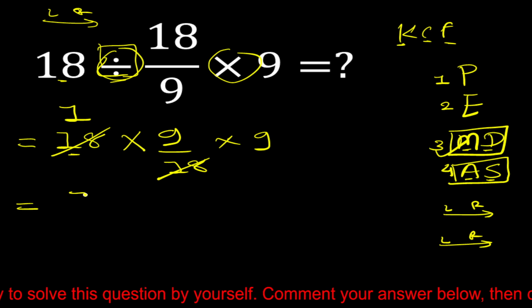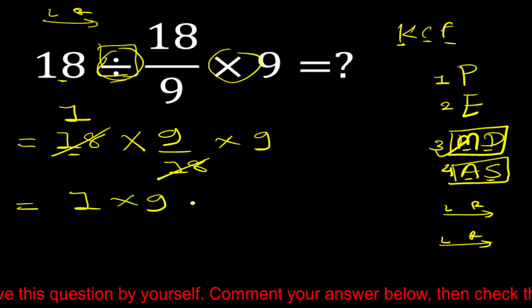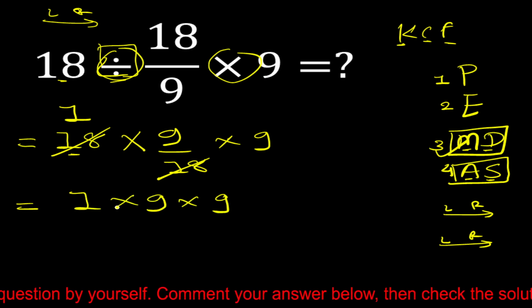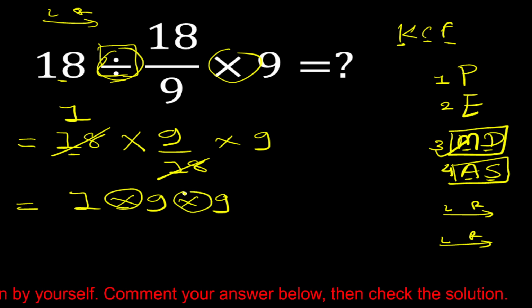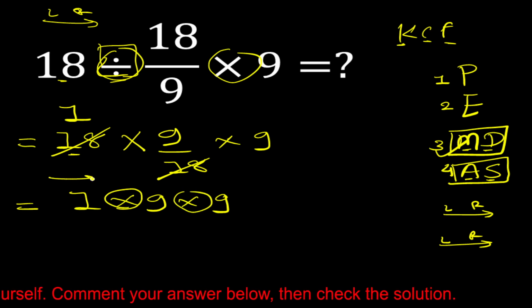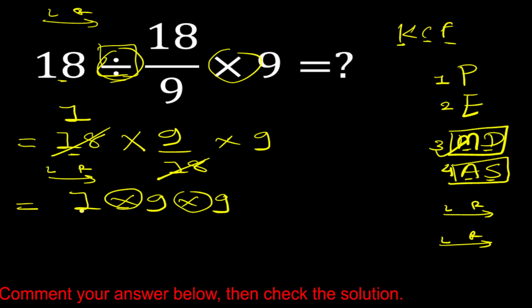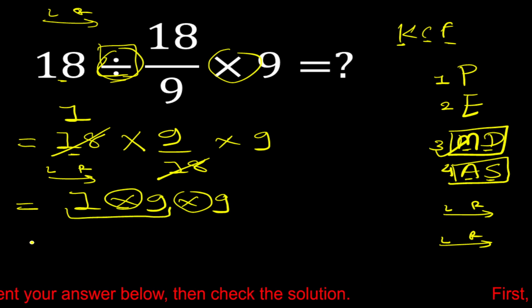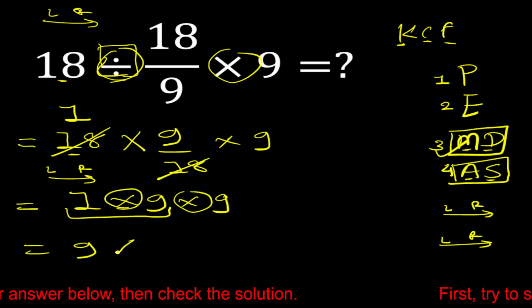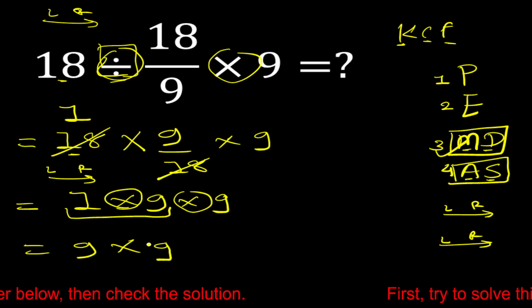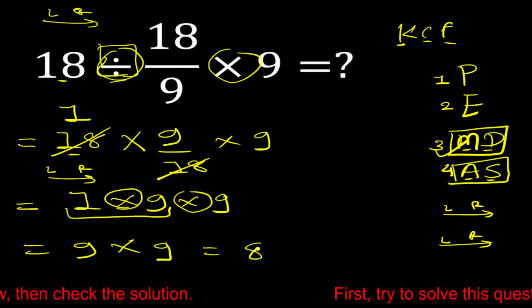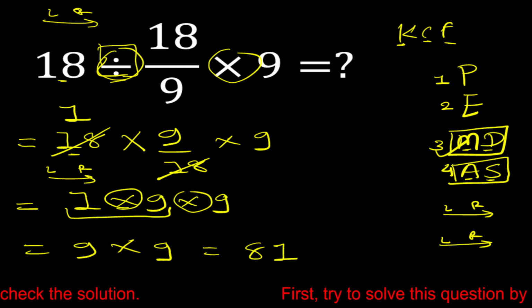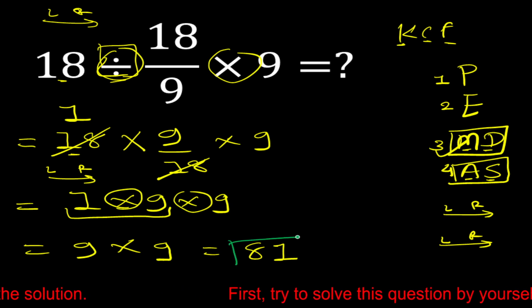So now 1 multiply 9 multiply 9. Now here is one multiplication and here is one multiplication. Both have equal priority, so we have to solve it from left to right. So 1 multiply 9 is equal to 9. Multiply 9. Now 9 multiply 9 is equal to 81. Okay. So the correct answer is 81.